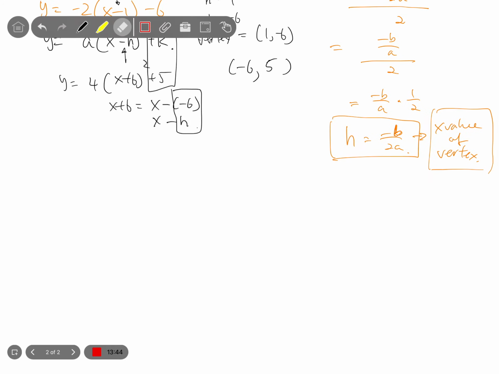Okay. Now third problem, you got y equals 4 parentheses x plus 6. Oh wait, did I skip? Oh, I think I skipped it. Never mind. Sorry. Let's go with number 2. I completely skipped number 2.